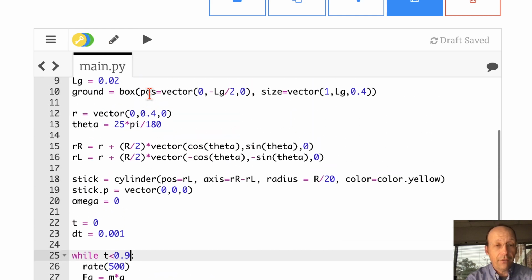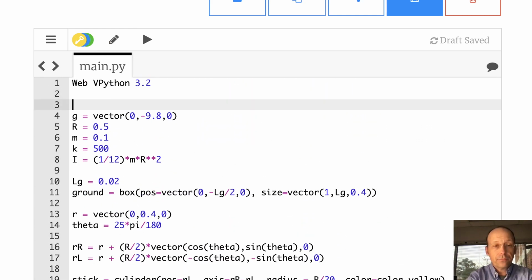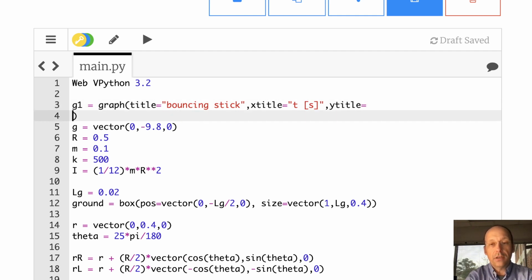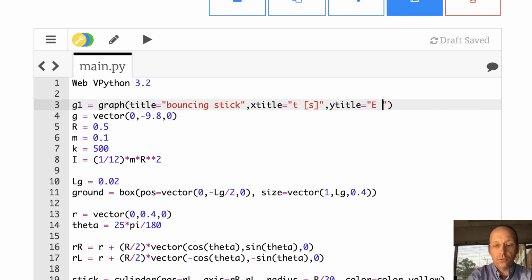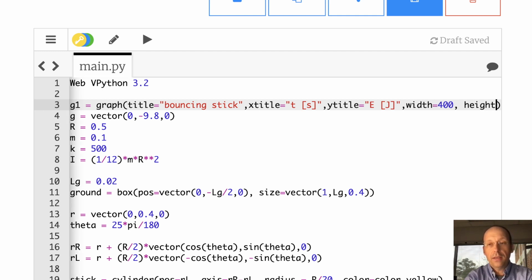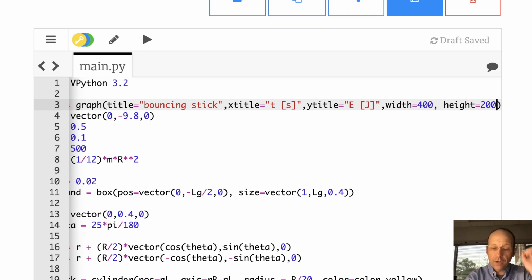So let's make a graph. I'm going to put my graph up here. G1 equals graph. Title equals bouncing stick. I don't care if it's not capitalized. X title equals time. I'm going to plot energy versus time. And then the Y title is going to be equal to energy in joules, which I need to calculate. And then let's put the width at 400, the height at 200, since I have a small screen.